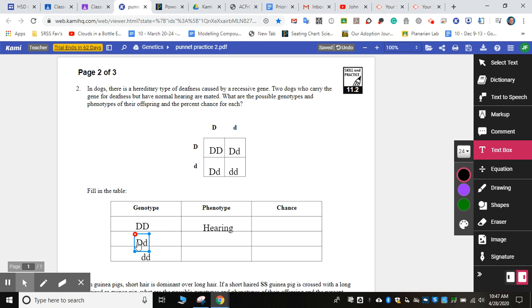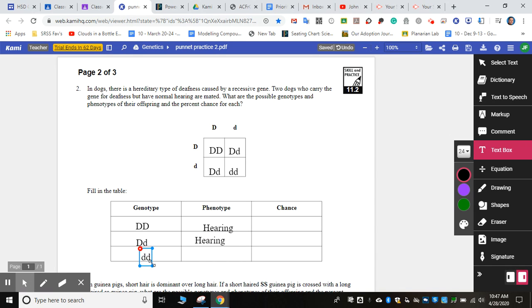This one right here is heterozygous. Remember, hetero means different, and so we have a big D and a little d, which are different. Homo means same. Because the big D is present, same thing over here, we are going to have a hearing dog.